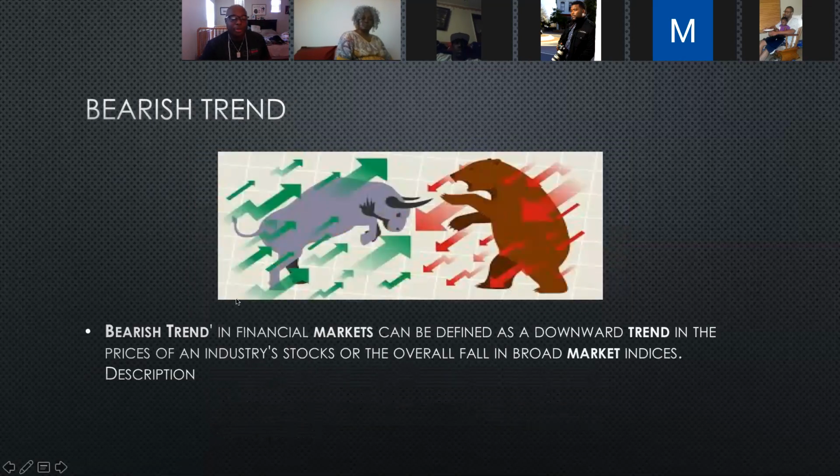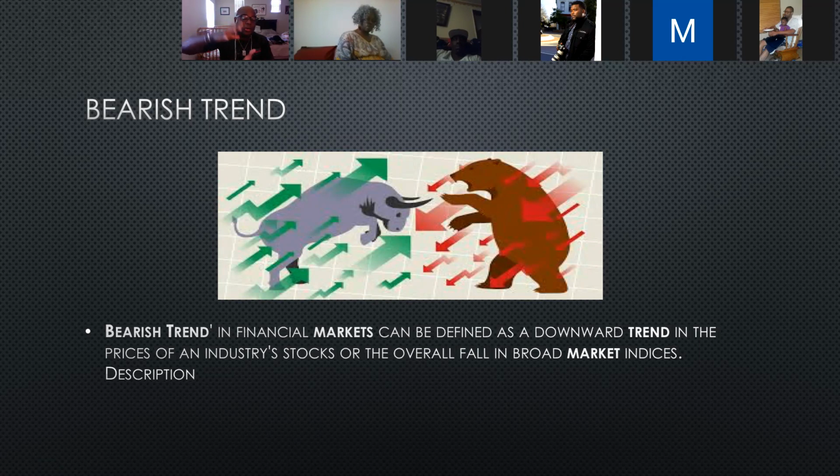Bearish trend. A bearish trend in financial markets can be defined as a downward trend in the prices of the industry stock or the overall fall in broad market indices. Basically, the broad market indices will be, like we said, the S&P, the NAS, the US 30, the Hong Kong, the JPN 225. All those that you see in your index layout when you go to MetaTrader 4 or online to look at those symbols.